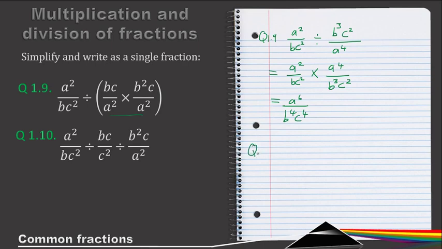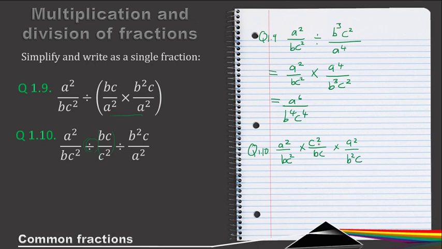And then for question 1.10, now when we do these divisions and we have more than one division, we can immediately start by flipping them all around. So let's just say that this division is applicable to this fraction, so that's going to flip that one around, and this division is applicable to this fraction, so that's going to flip that one around. So let's do that. So we have a squared over b c squared times by c squared over b c, and then times by a squared over b squared c.